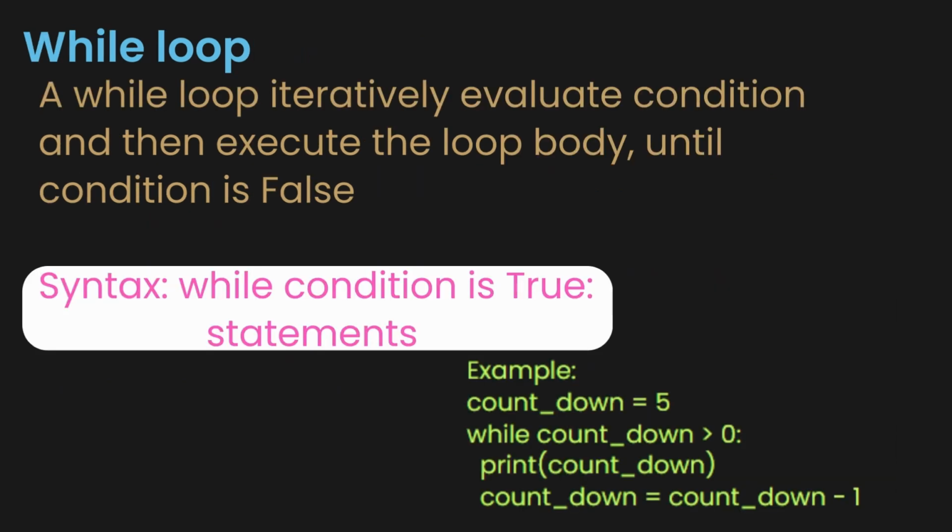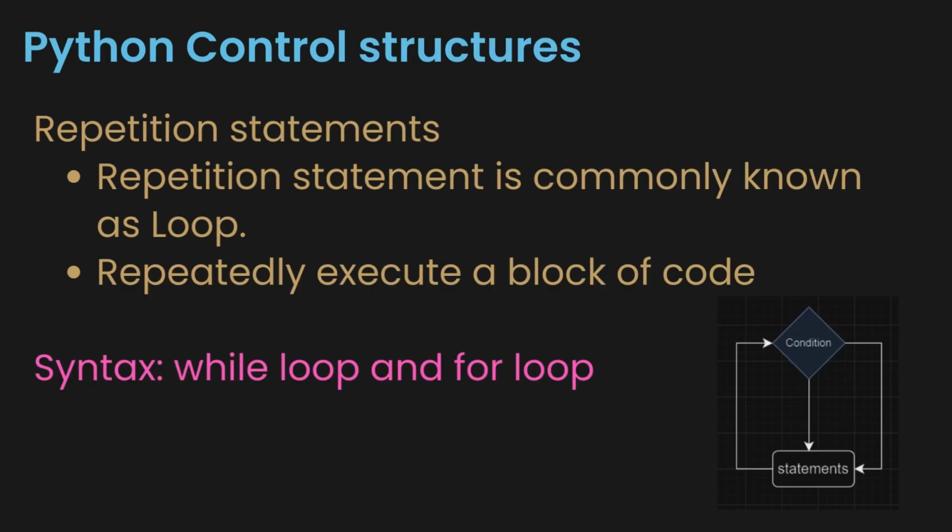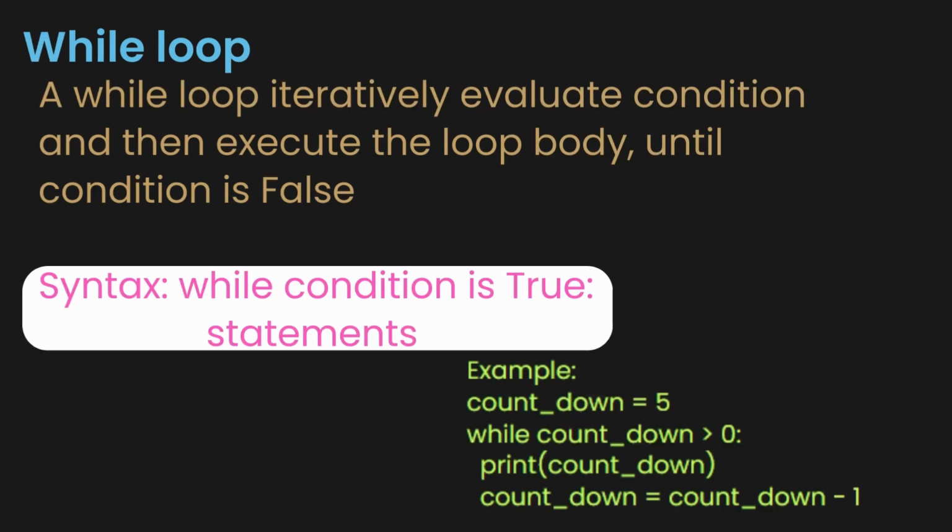For example, a while loop is ideal when you don't know in advance how many times you'll need to repeat the actions, and a for loop is perfect when you want to perform an action for each item in a collection. The while loop in Python is a fundamental control structure used to execute a block of code repeatedly as long as a condition is true.